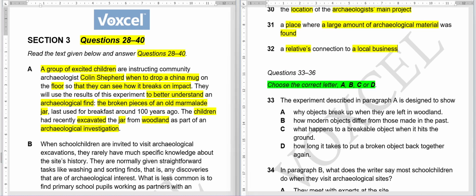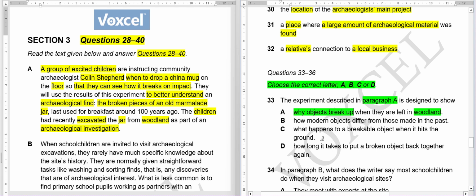Okay, so for the 33rd question, we will have our answer for sure in paragraph A, because it is given in the question. Now we will read the question, then the options, then I will give you 10 seconds to tell me which option is correct. The experiment described in paragraph A is designed to show. So why the experiment? The experiment they did, why they did that? A: Why objects break up when they are left in woodland? So is the experiment's main object to show why something breaks up when they are left in woodland? If that is the case, A will be our answer.